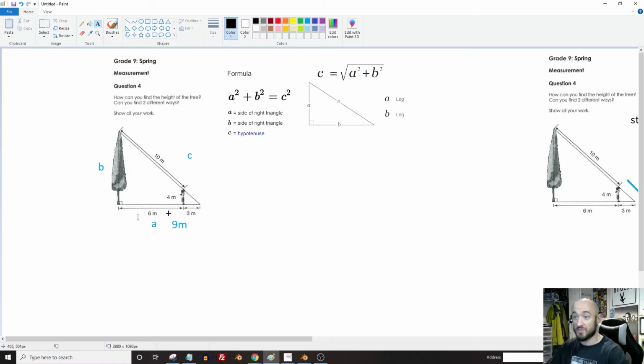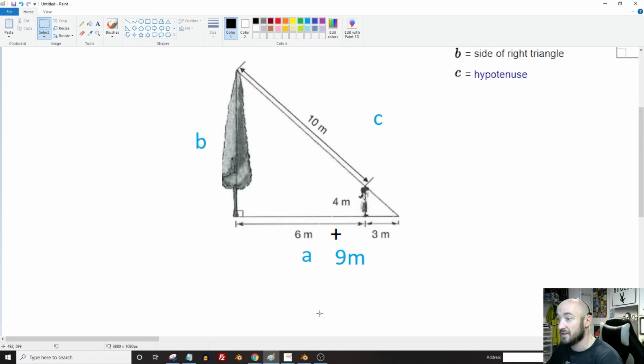So 3 meters plus 6 meters is 9 meters, right? So we know our bottom length here. We know part of our 10 meters, or we know part of our hypotenuse. So we only know some of C right now. We have to calculate for this first. But that's not too bad because we can do this again here.